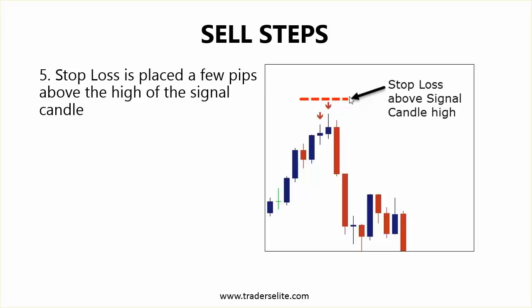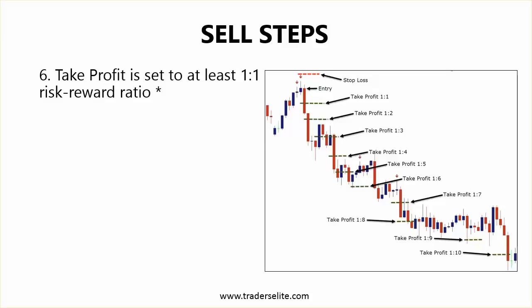So step 5, stop loss is placed a few pips above the high of the signal candle high. And step 6, take profit is set to at least 1-to-1 risk reward ratio. Okay, so 1-to-1 is here, entry here, stop here, 1-to-1, bang, we got that, within the hour. 1-to-2, 1-to-3, 4, 5, 6, 7, 8, 9, and 10.